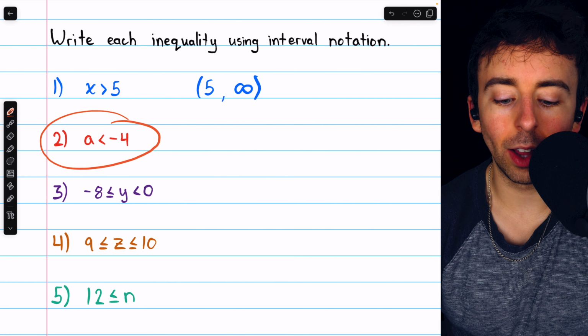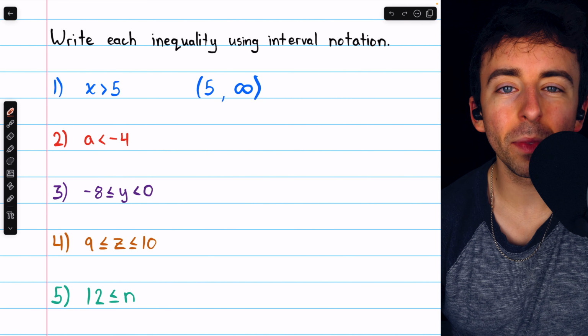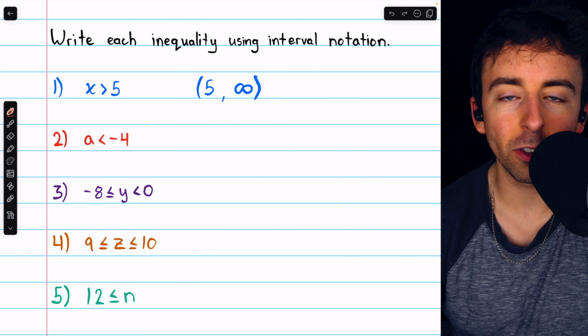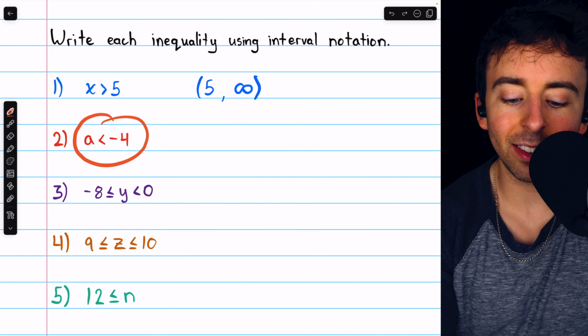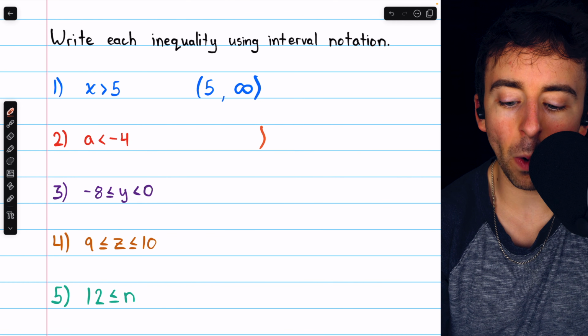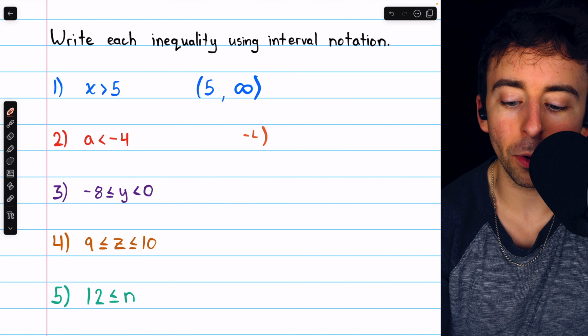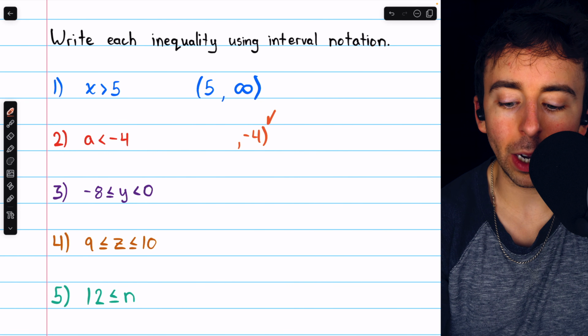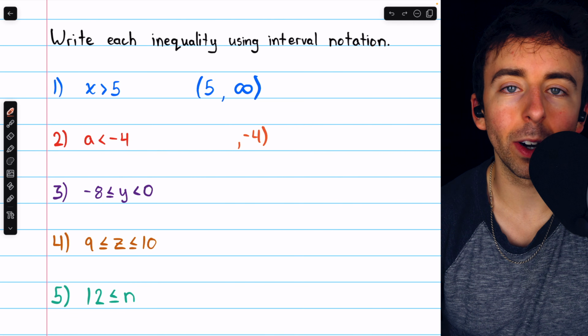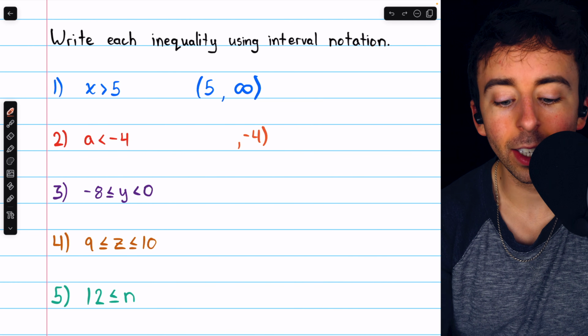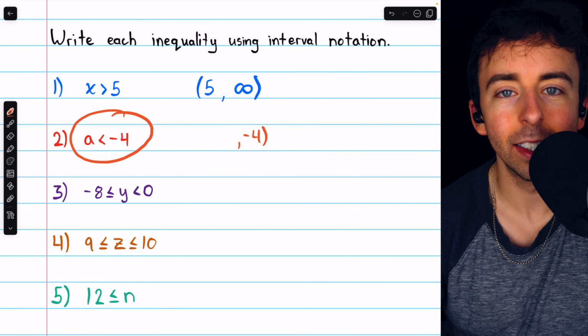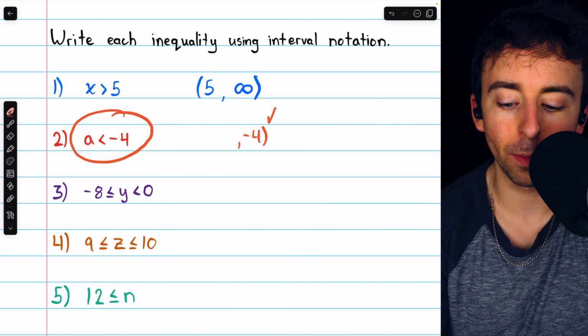The second inequality, a is less than -4, is similar, but in the opposite direction. If a has to be less than -4, then -4 is acting as our upper bound. Again, we'll use a parenthesis there because -4 isn't actually included. A can't equal -4, so we use the parenthesis.